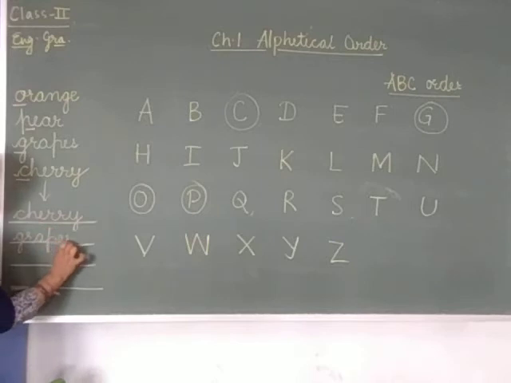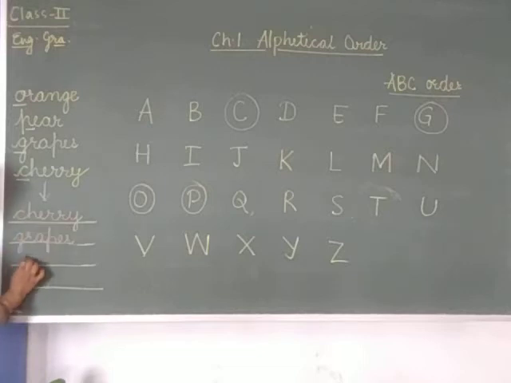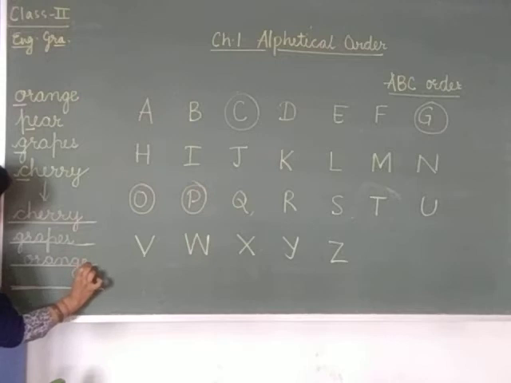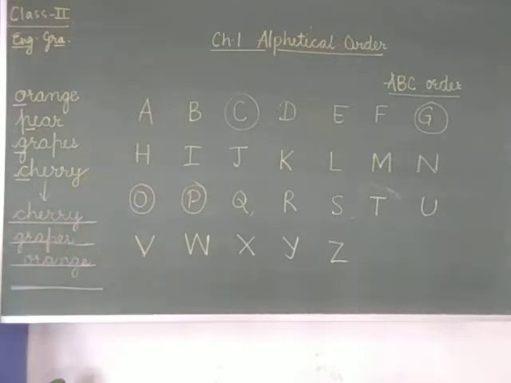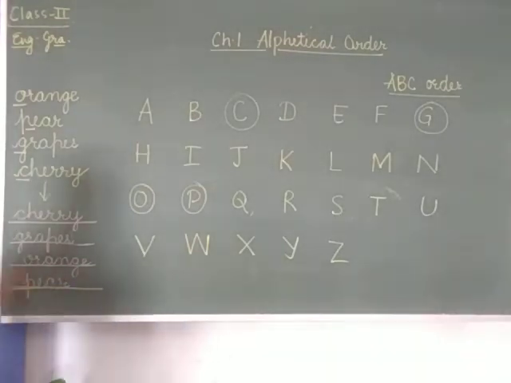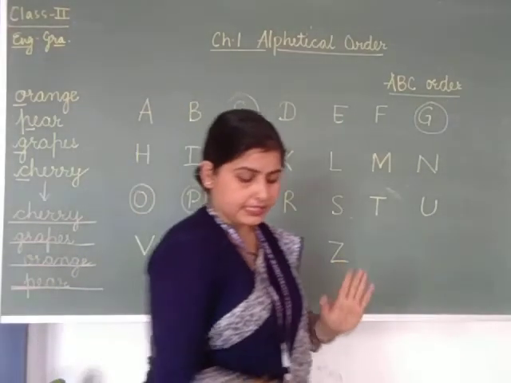I think this is visible to you. Then O for orange, and P for pear. So the names of the fruits in an alphabetical order will be cherry, grapes, orange, pear. Okay. Now class 2.